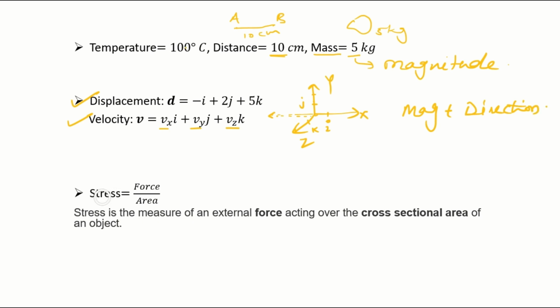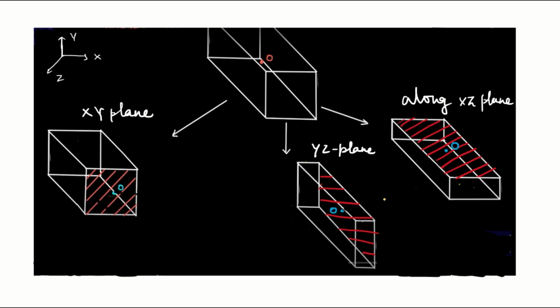Next, I am writing stress. So what is stress? Stress is force per unit area, or stress is the measure of an external force acting over the cross-sectional area. Okay, so here I am taking some beam. So let us suppose this is a beam and O is some internal point in the beam, and we want to calculate stress at point O. So if you want to calculate stress at point O, first you have to consider all the cross-sectional areas which pass through point O.